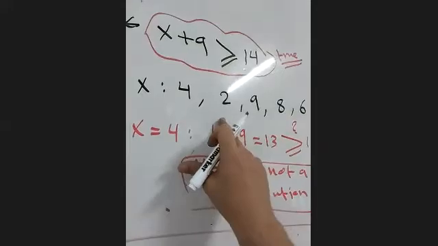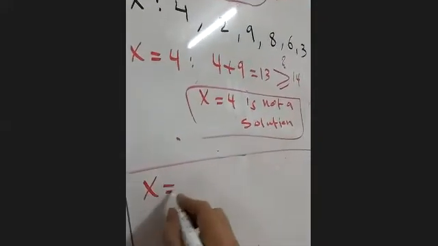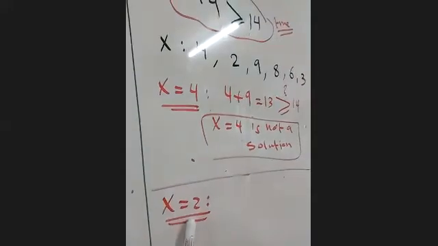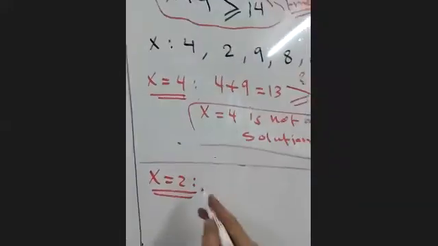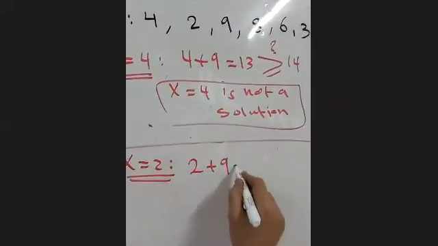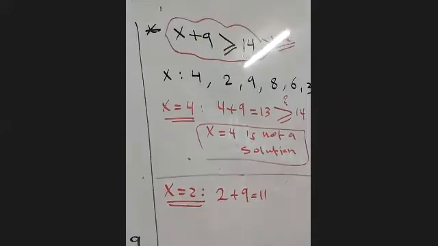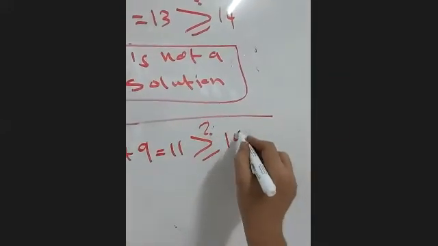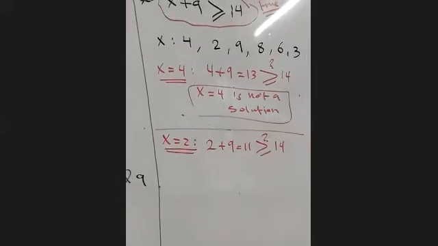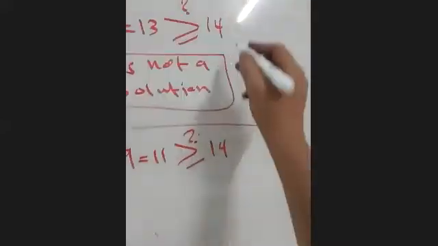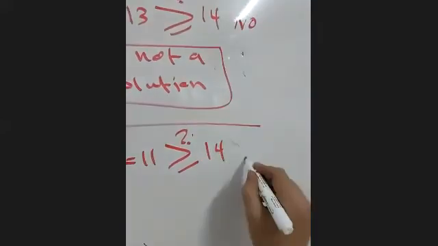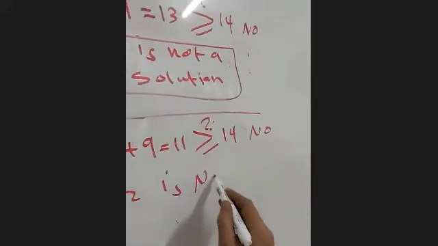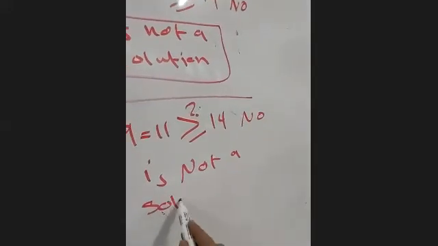Let's check the second number, 2. If x equal 2, what I will do, I will replace the variable by the 2, then check. 2 plus 9. Here, I will write 2 plus 9. How much is 2 plus 9? 11. Now I'll ask myself a question. Is 11 more than or equal 14? No. 11 is not more than or equal 14. So this one, no. This one also no. So here, x equal 2 is not a solution also.